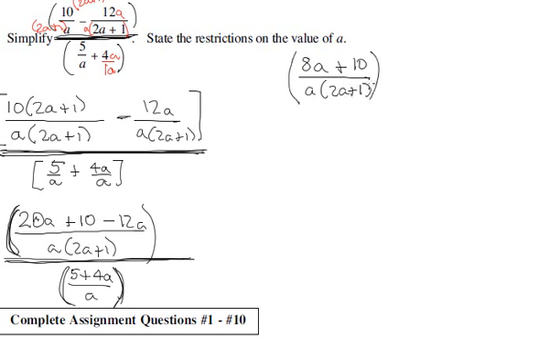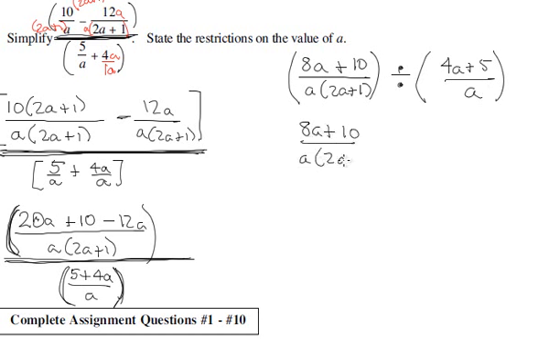So we have that divided by, and then we have the, I'm going to write it 4a plus 5 over a, just because I like descending order. Okay, so numerator divided by denominator. Now how do we do this? We don't divide. We multiply and flip. 8a plus 10 over a times 2a plus 1, times, the second fraction gets turned upside down, a over 4a plus 5.